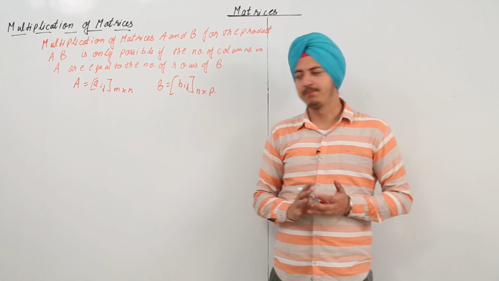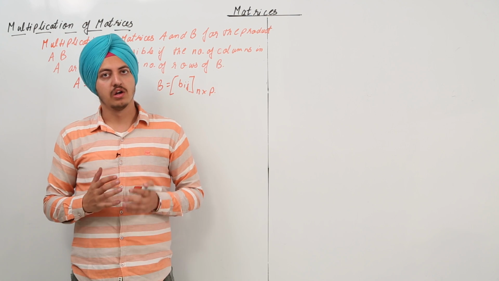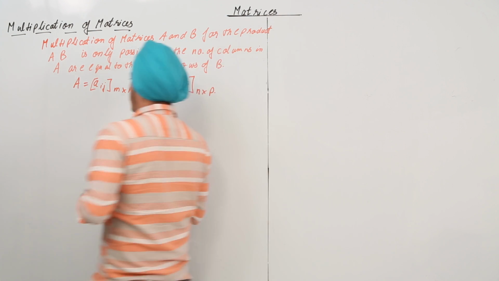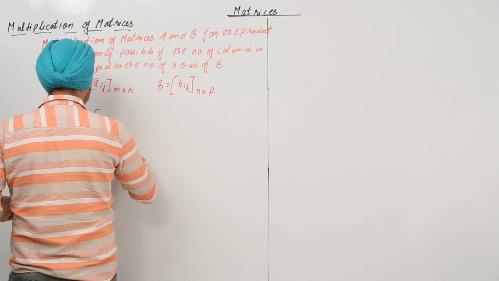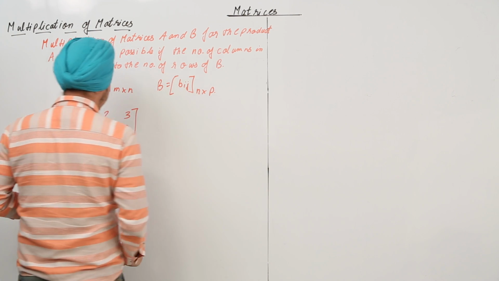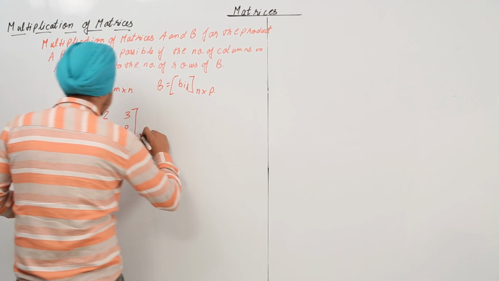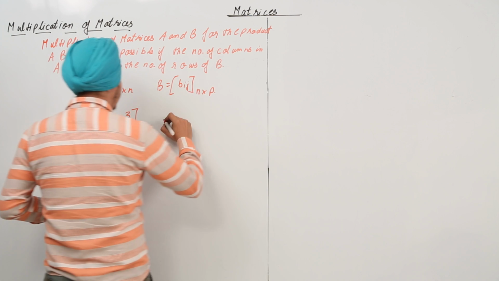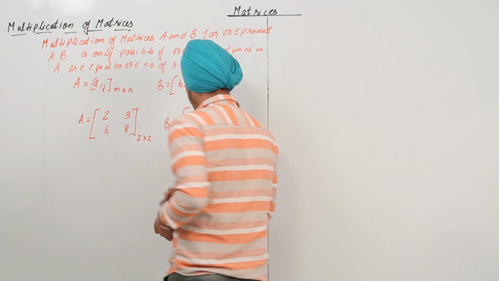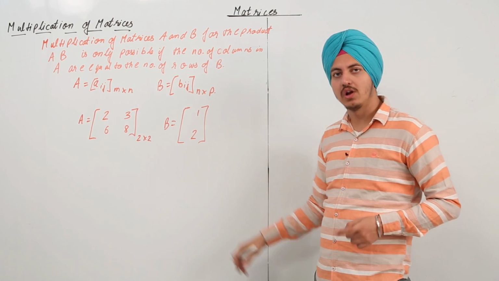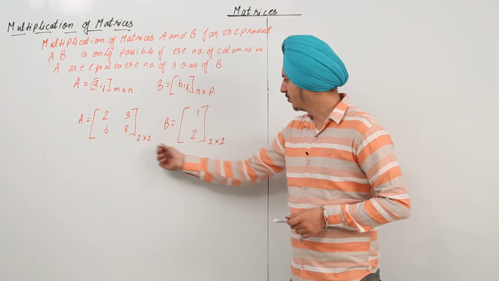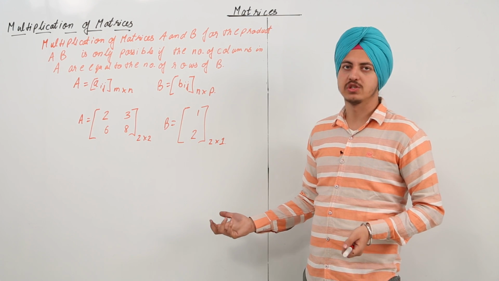Now let's move to a few examples on the multiplication of matrices. Let's say that we have a matrix A which is equal to 2, 3, 6, 8. What is the order of this? It is 2 by 2. We have a matrix B which is equal to 1, 2. What is the order of this? It has 2 rows, 1 column, so the order is 2 into 1. So always remember this should be equal to this. Then it is possible to multiply these.